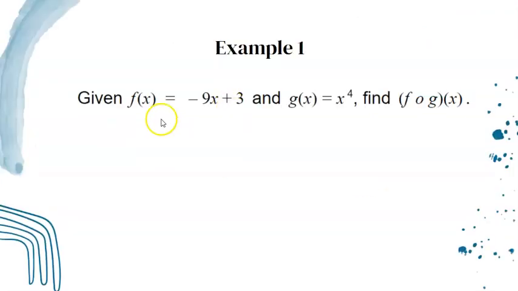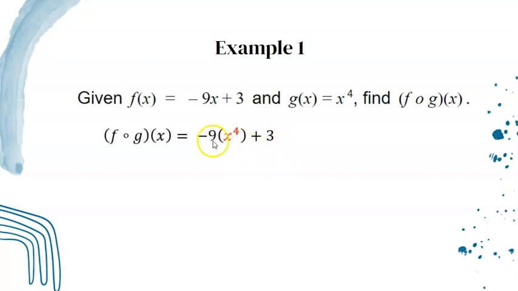So in example 1, we have f of x is negative 9x plus 3, and g of x is x to the fourth. If we want to do f of g, reading this direction, I am plugging g into f. So I'm going to plug x to the fourth into the f equation in place of the x. So this is what it would look like. I would have that f equation, but where the x would normally be, I'm going to put x to the fourth in. Now, all you have to do is decide if you want to simplify or if you can simplify.